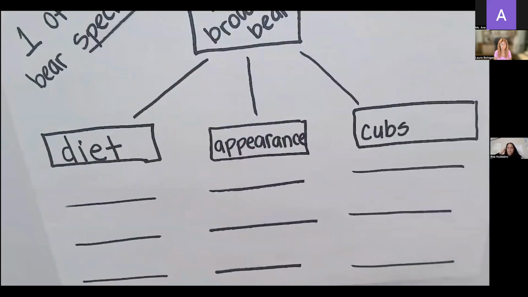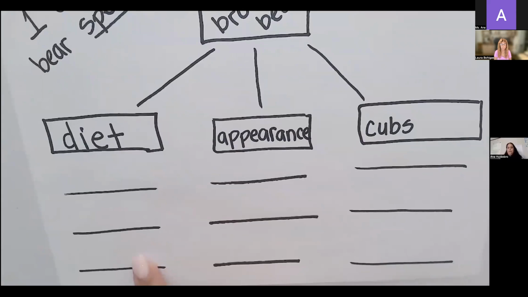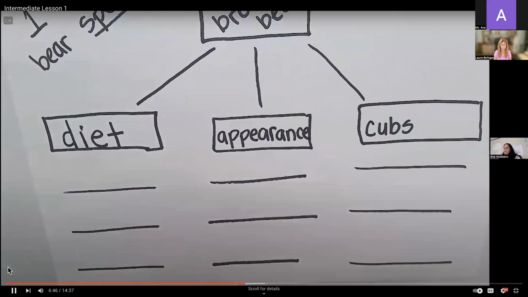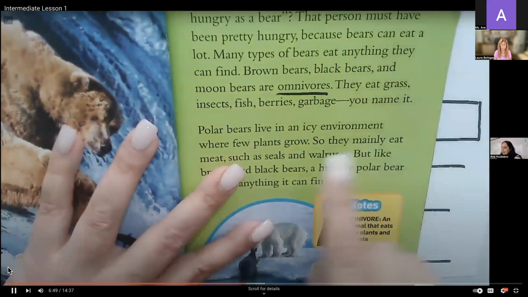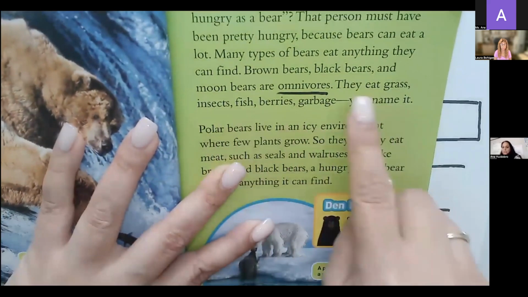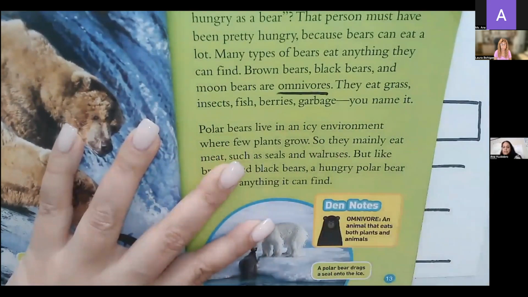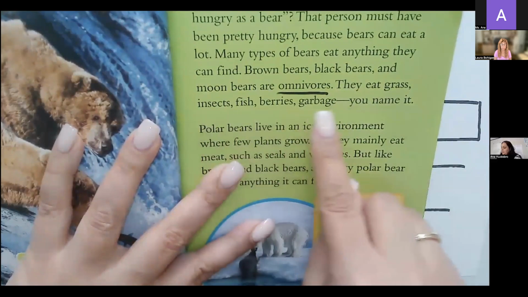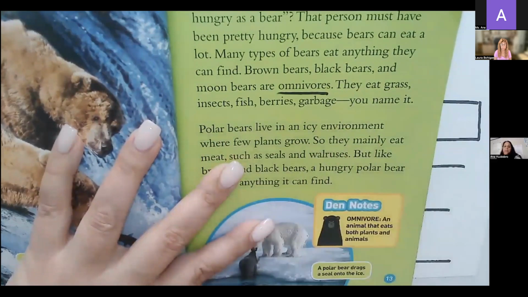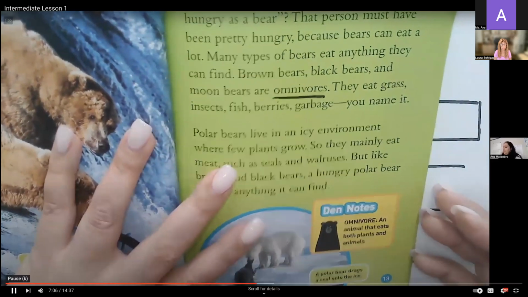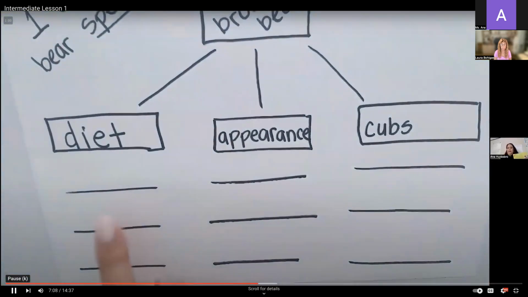Excellent. It was talking about diet. And can I ask you to write 3 things from the book that the text is telling us that bears eat? I'm going to give you a hint. It's in the sentence right here, amongst other things. Okay. And you only have to go ahead and pick 3. So why don't you go ahead and write those 3 things right here.